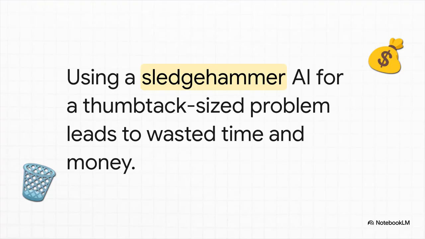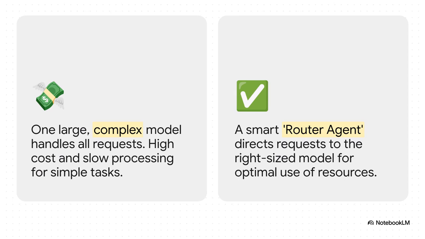Okay, picture this. We've all seen it happen. A user makes a super simple request, but your system sends it to this massive, complex, expensive model. Now sure, the AI gets the job done, but it's like using a sledgehammer to hang a picture frame. Total overkill. Now just imagine that happening thousands of times a day. All that extra processing power adds up to a whole lot of wasted time and, you guessed it, a lot of wasted money.